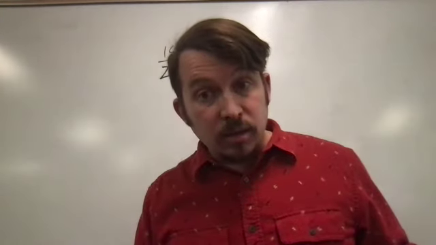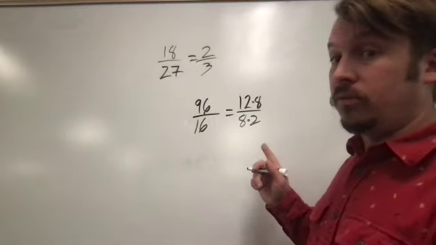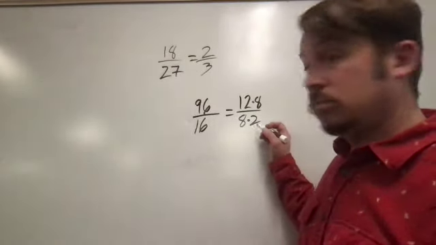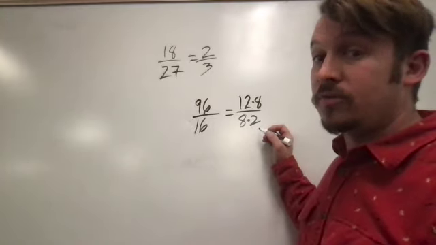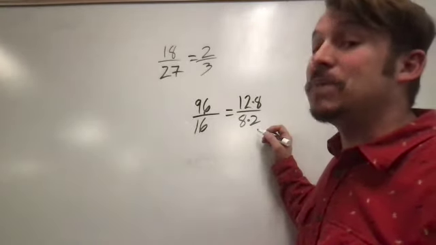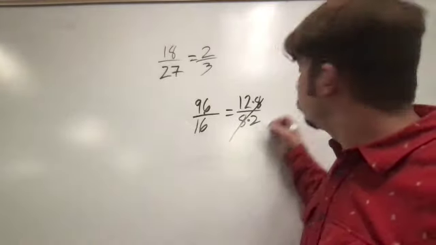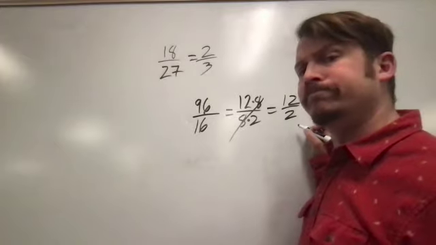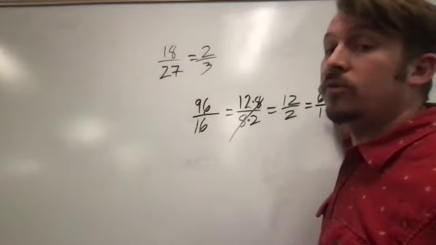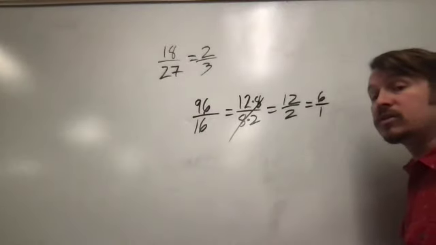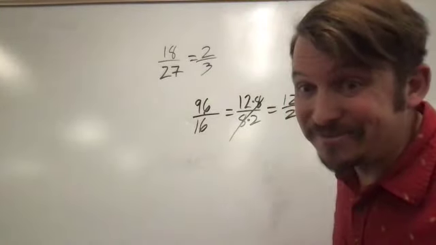If you divide 96 by 8, you get 12. That means we've got factors of 8 that we can eliminate. That means this is 12 over 2. That's not finished. 12 over 2 is 6 over 1. And that's a unit rate.